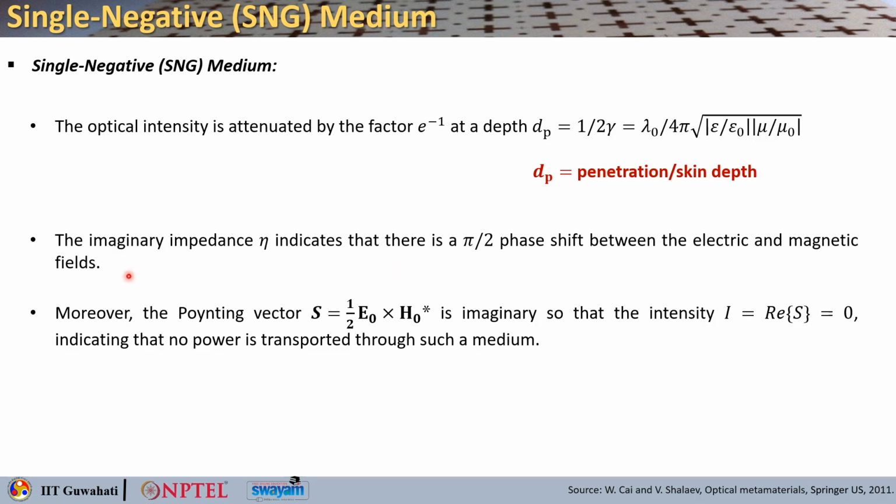And another important factor is what is happening to the energy flow. We already understand that beta is 0, so the wave does not propagate. So, even if you calculate the Poynting vector S, which is half E naught cross H naught conjugate, it will come out to be imaginary. That means, if you find the intensity, which is the real part of the Poynting vector, that will come out to be 0. That means there is no power being transported through such a medium.